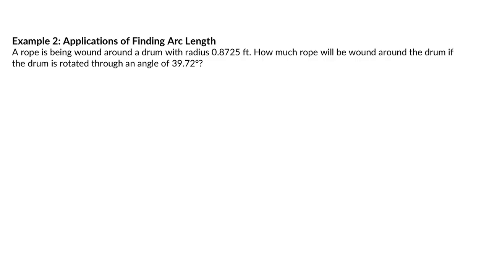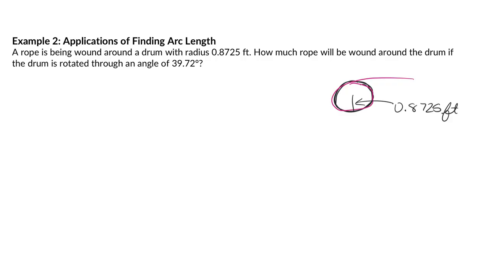First of all, what's happening here? When we're talking about a drum, we're talking about like a pulley, for lack of a better word. Here's the drum. It's like a cylindrical drum, and the rope is being wrapped around it like this. You get it? And so you're wrapping it up. Now, what we know here is that the radius of that drum is 0.8725 feet.